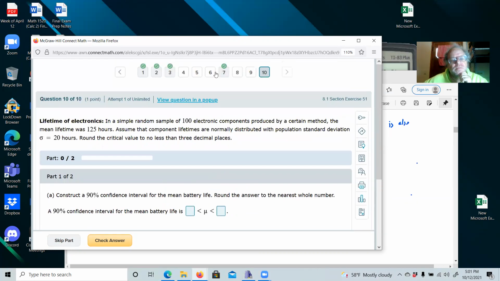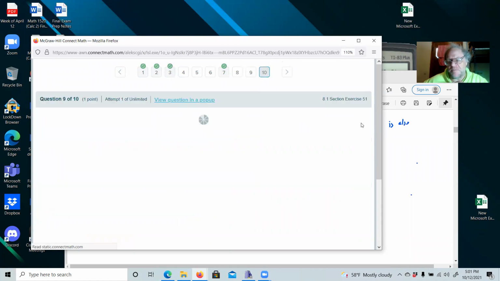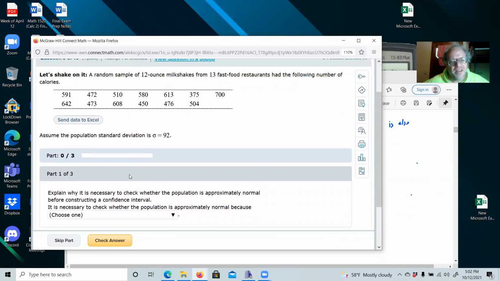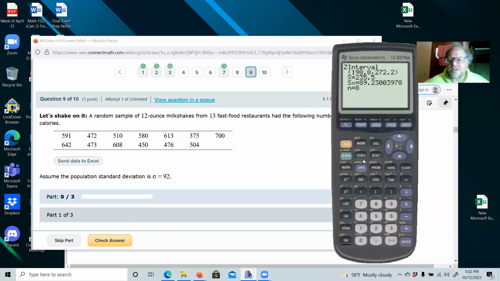This is the ones we did at the beginning. Let's do one more of the ones we have to type in, okay? So, a random sample of 12-ounce milkshakes. You could be upset when you're talking about milkshakes, right? Everybody's happier. We have a random sample of 12-ounce milkshakes from 13 different fast food restaurants, and each of the calories are listed below. Okay, now I'm not so happy. So we'll figure that out.